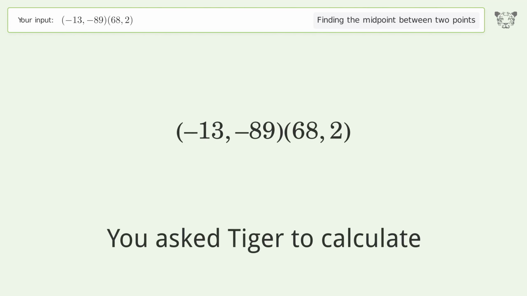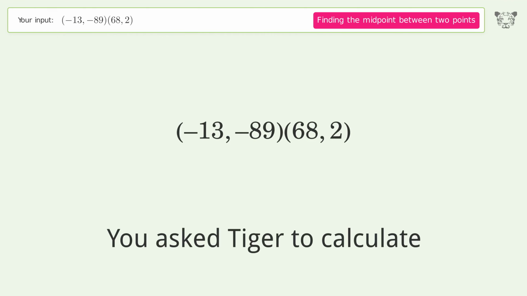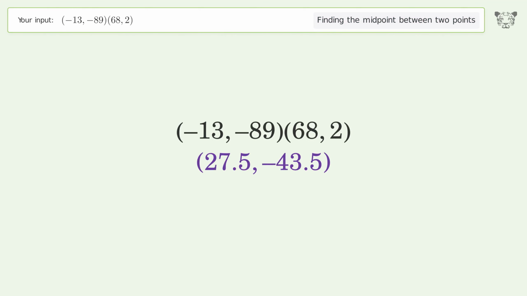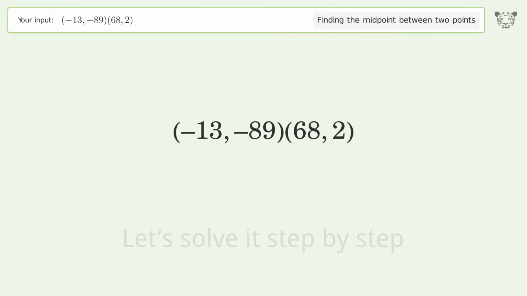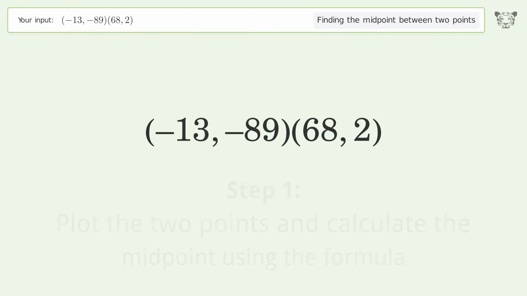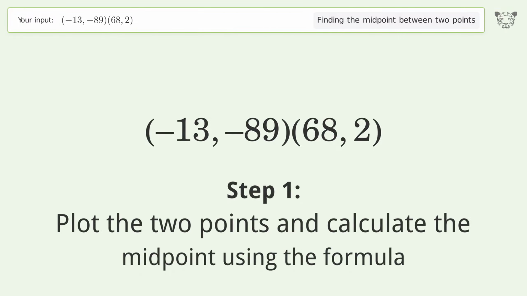You ask Tiger to calculate. This deals with finding the midpoint between 2 points. The midpoint between the 2 points is 27.5, negative 43.5. Let's solve it step by step. Plot the 2 points and calculate the midpoint using the formula.